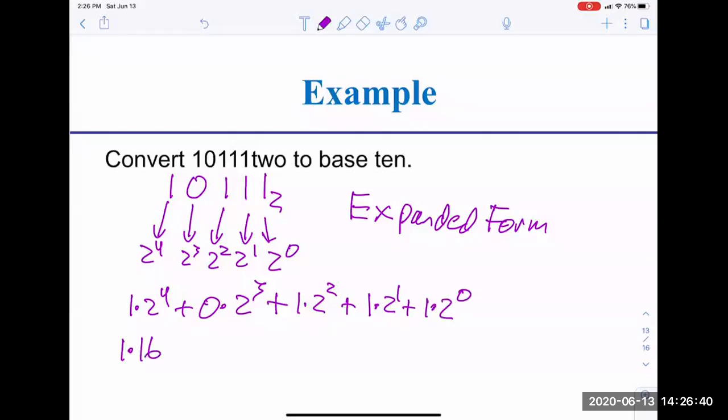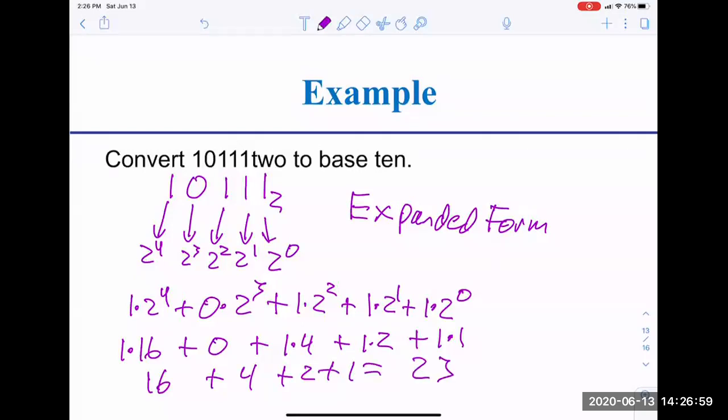One times 16, that's 0. 1 times 4, 1 times 2, plus 1 times 1. So 16 plus 4 plus 2 plus 1 is 23. That's the base 10 number.